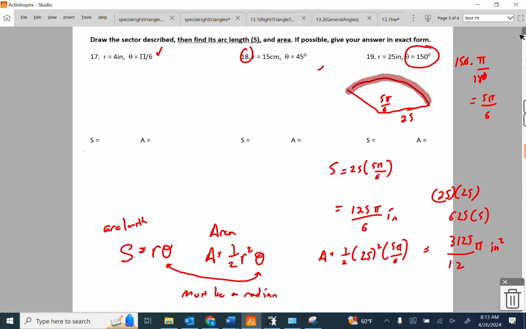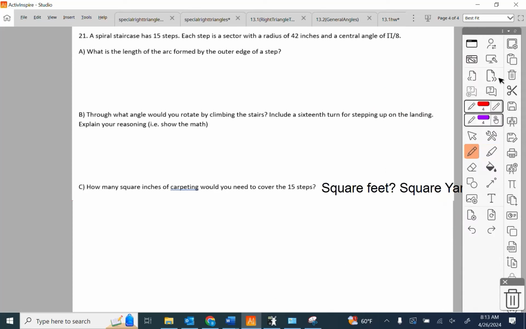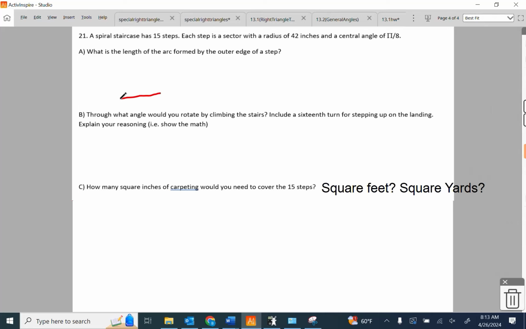And moving forward. Last one I'm going to do. A spiral staircase has 15 steps. Each step is a sector, and this is what a sector looks like, with a radius of 42 inches and a central angle of pi over 8. And I'm really happy that that is a radian.